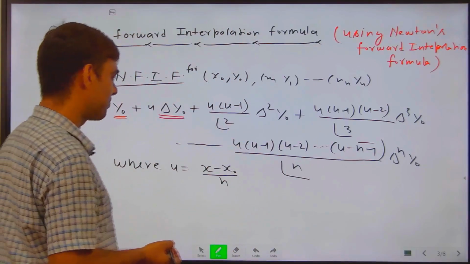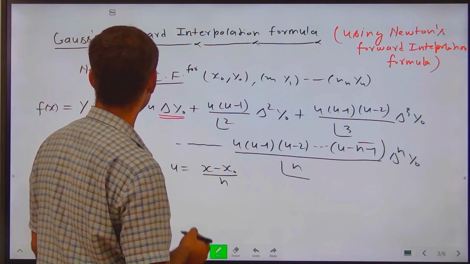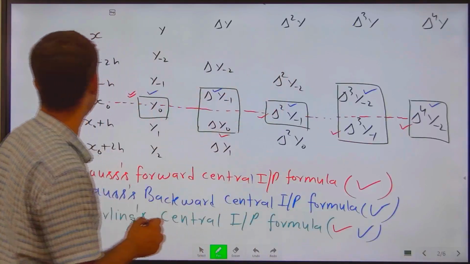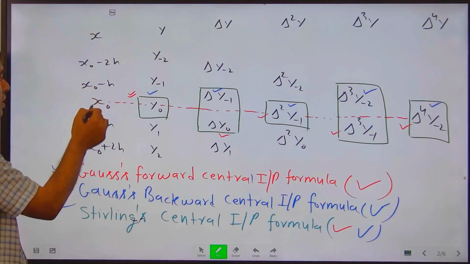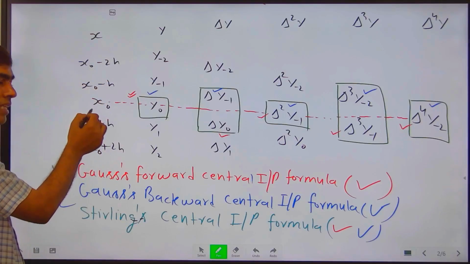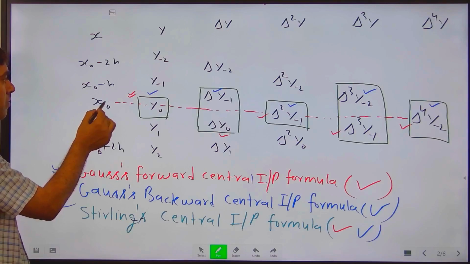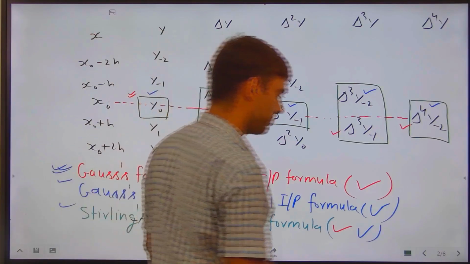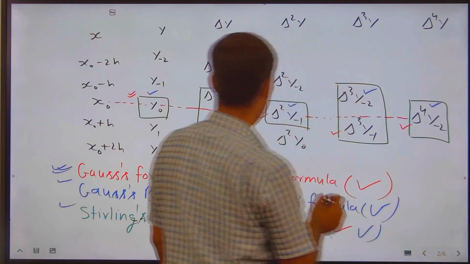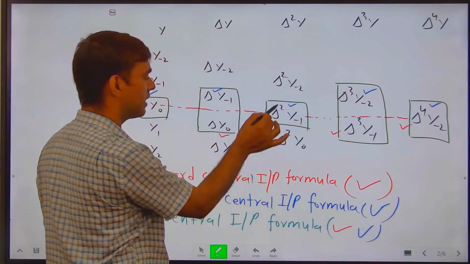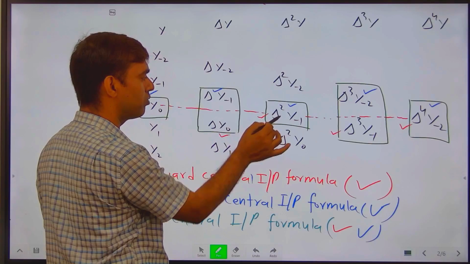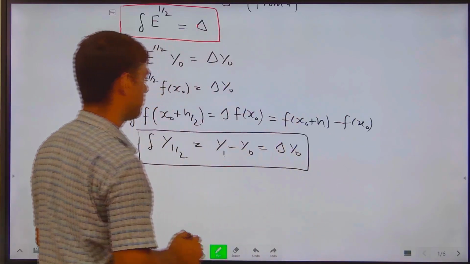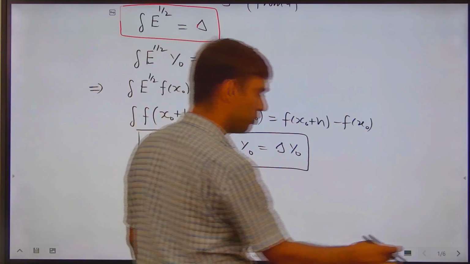So what is the difference between Gauss forward and Newton forward? In Newton forward, we start from x0, x1, x2, x3, x4, but in Gauss forward, we assume the central value with x0, the middle value with x0, and the next central value with the second order. Here we are going to use del 2 y minus 1.